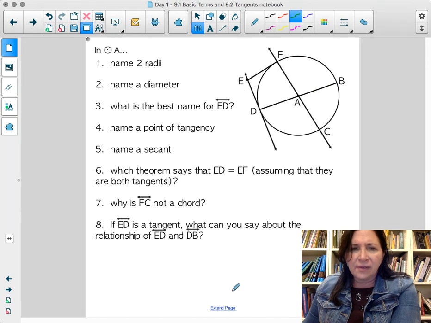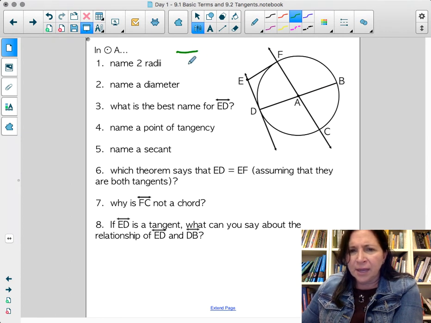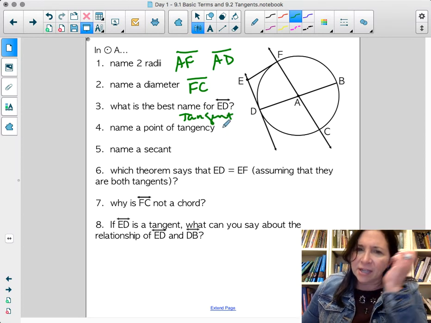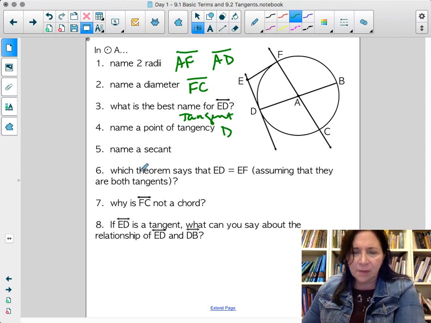This is just basic terms. Name two radii. A radius would be AF. I can say radii AD, I could say AB, I could say AC. A diameter would be FC, so line segment FC. The best name for line ED would be a tangent. The point of tangency would be D.